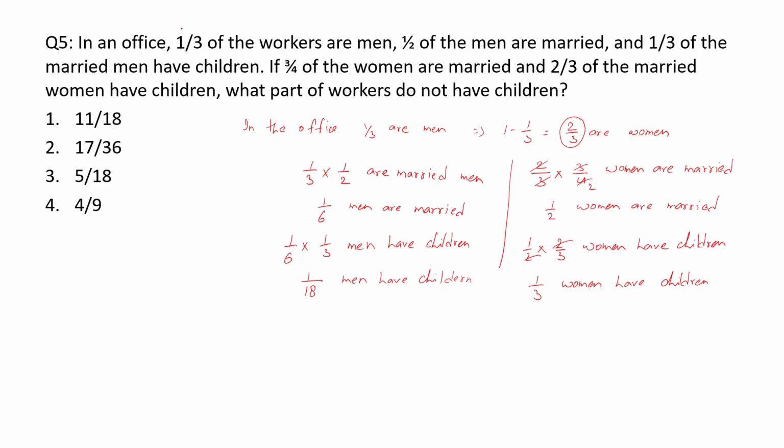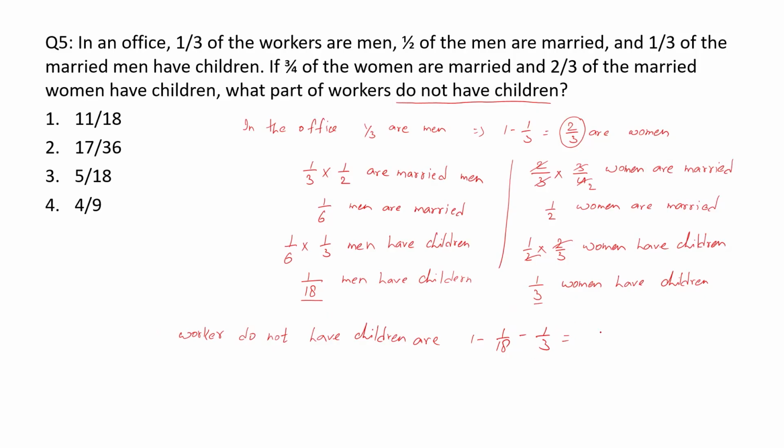what they are asking: what part of workers do not have children? So only 1/18 of men and 1/3 of women have children. So workers who do not have children are 1 minus 1/18 minus 1/3, because 1/18 men and 1/3 women have children.